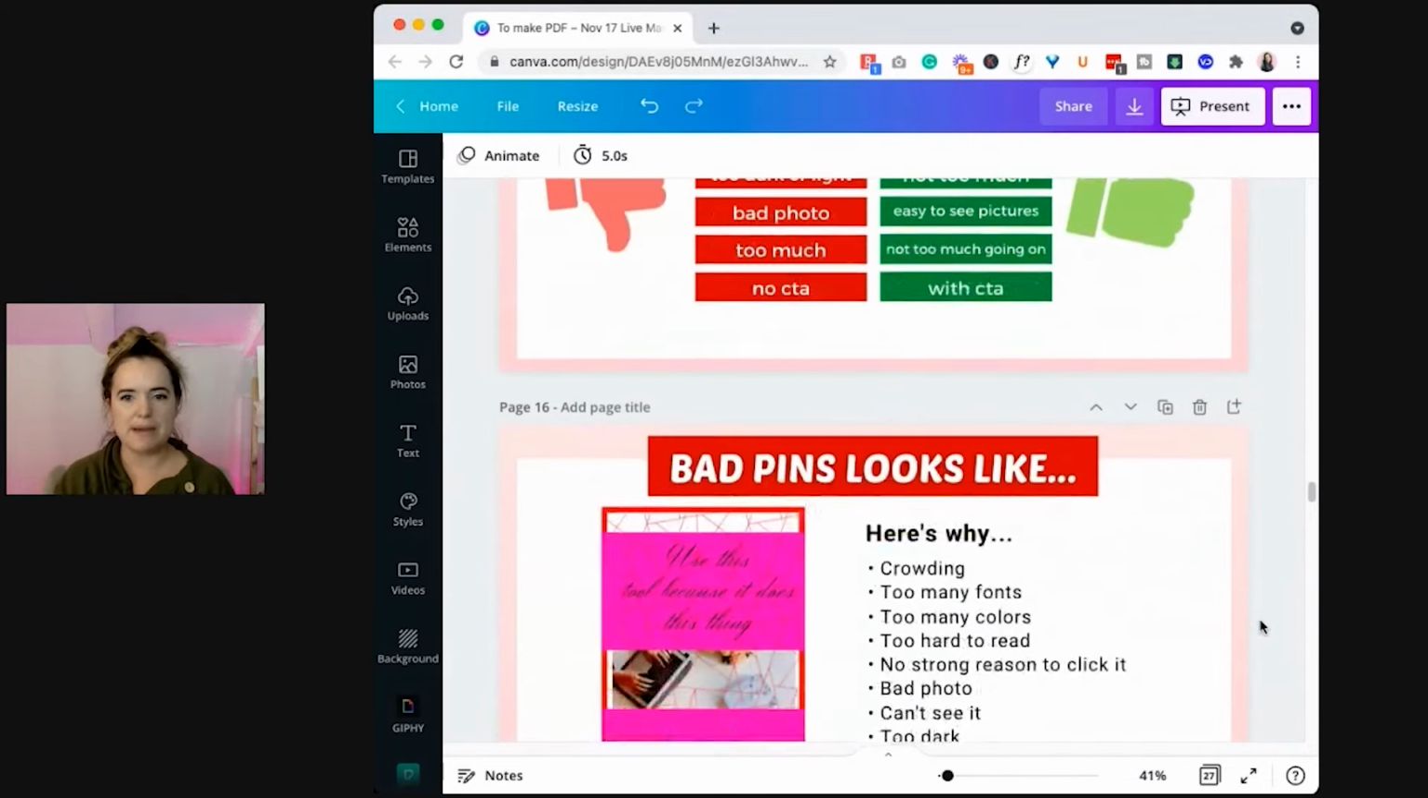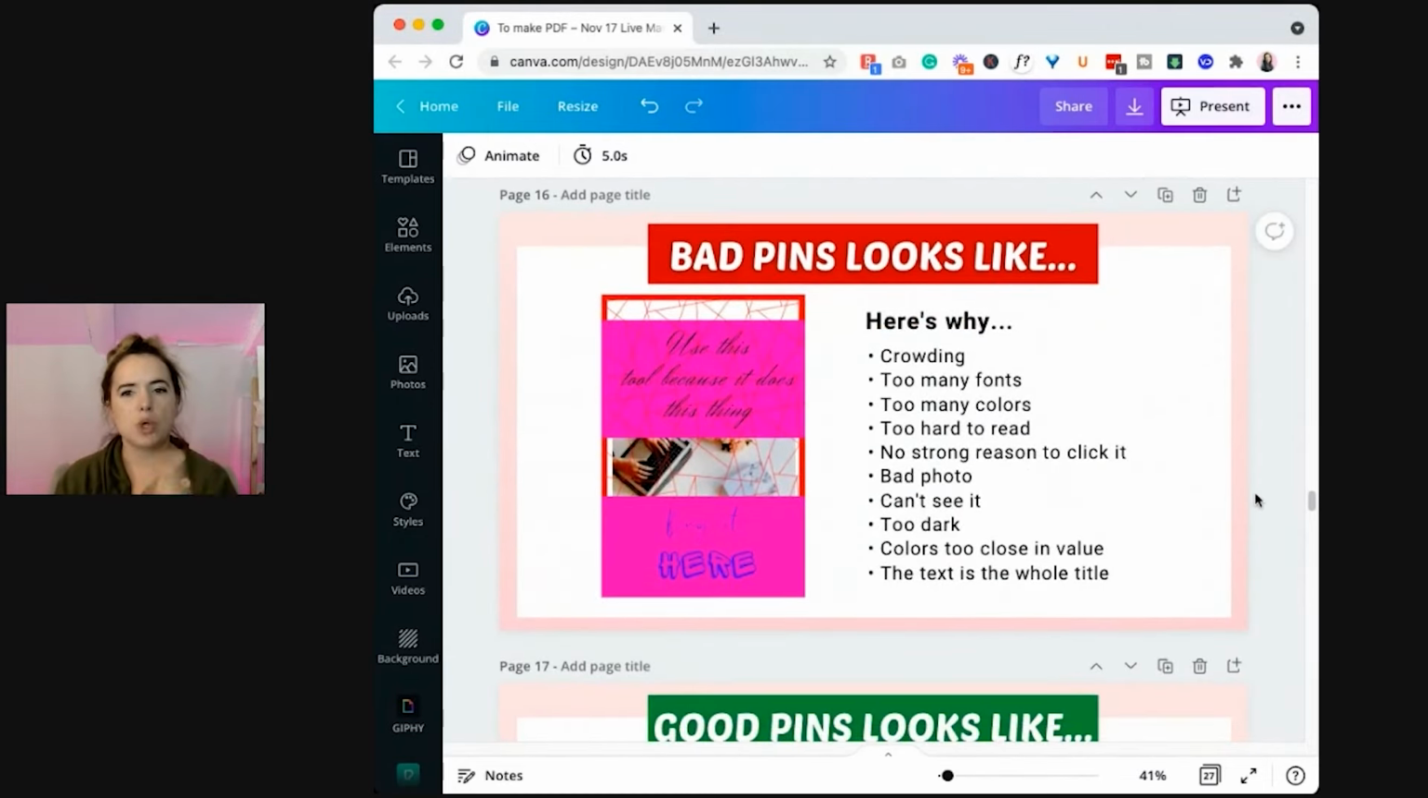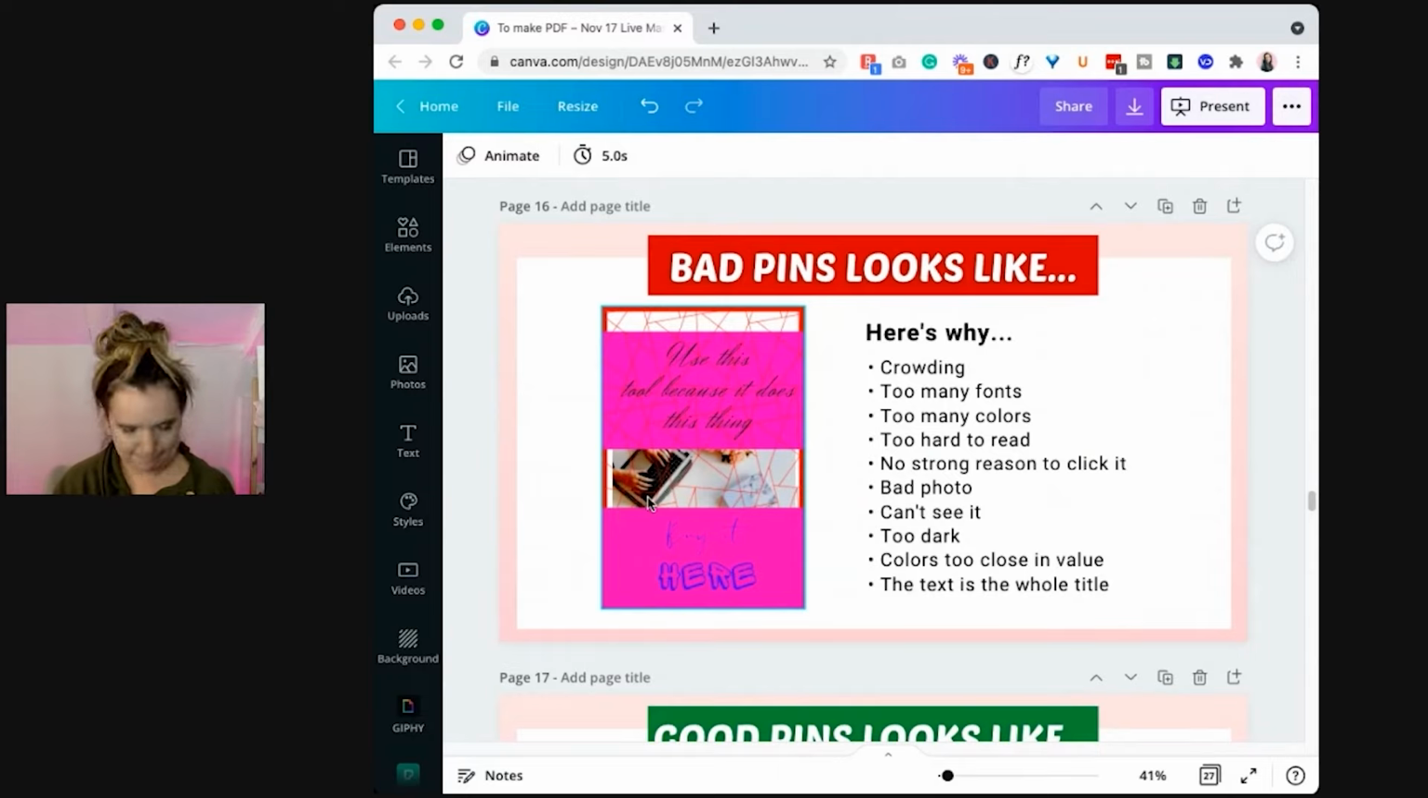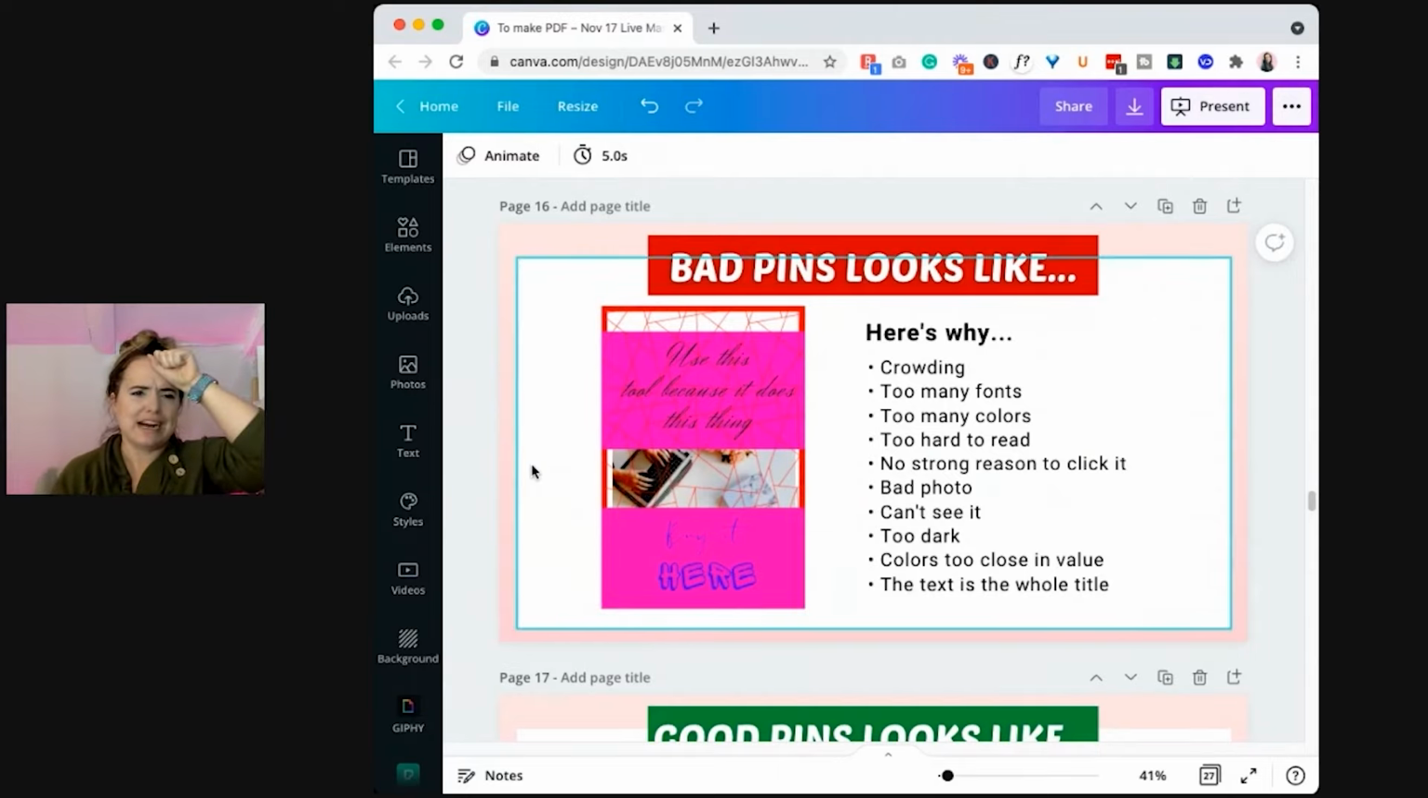Good pins versus bad pins. This hurt my soul to create this pin. Everything in me died making this pin.